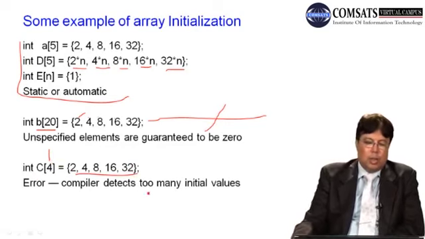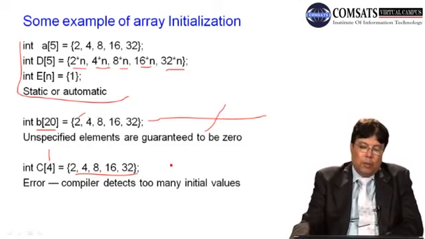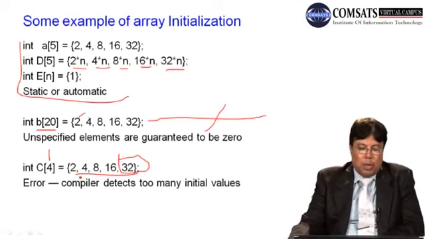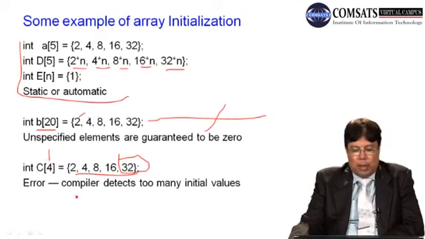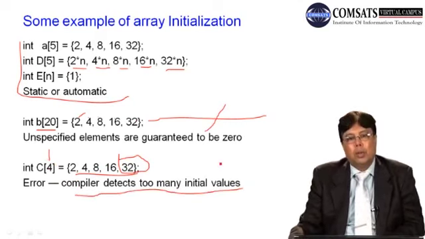Here, since you are doing it at the time of initialization, the bound checking is there, because it's not runtime, it's compilation time. The compiler has computed 1, 2, 3, 4, 5, but you have given 4. So the compiler detects too many initialization values, so the compiler should give you an error here. Okay, so these are the examples of the initialization.